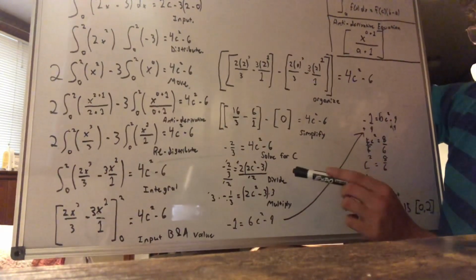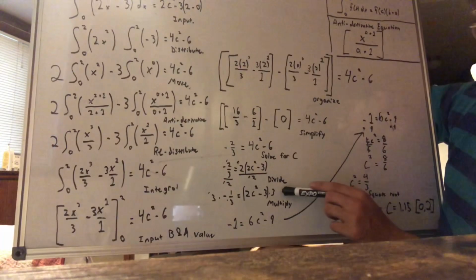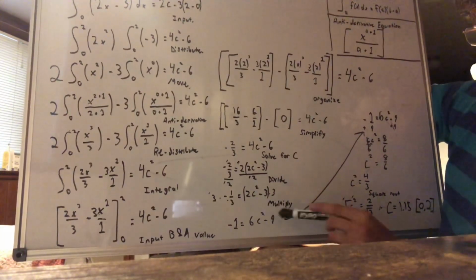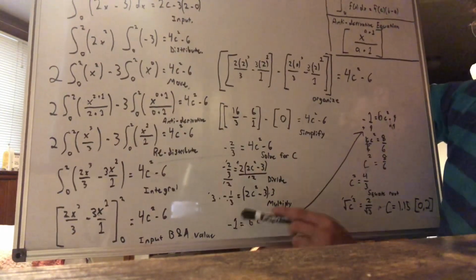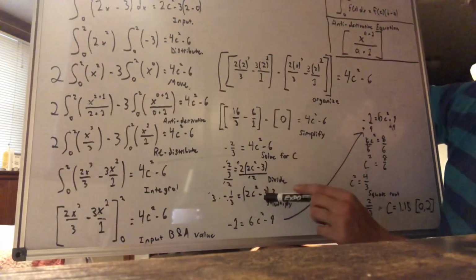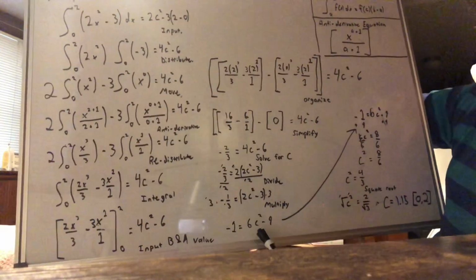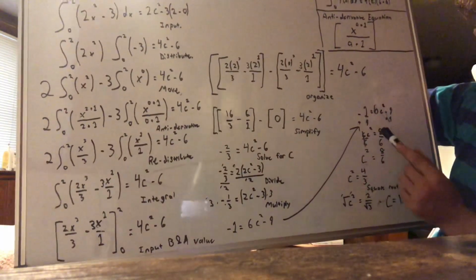Then I multiply by 3 on both sides. Then I have to distribute the 3 to this entire equation. So then it turns to 6c squared minus 9 equals -1. And I got the -1 because I multiplied by 3 on both sides, and it simplified down to -1. And so we're going to bring this over here.